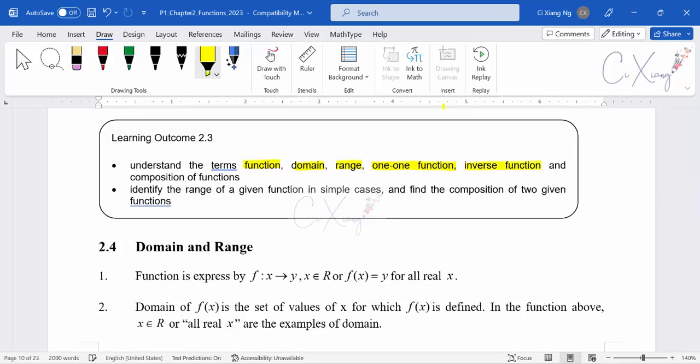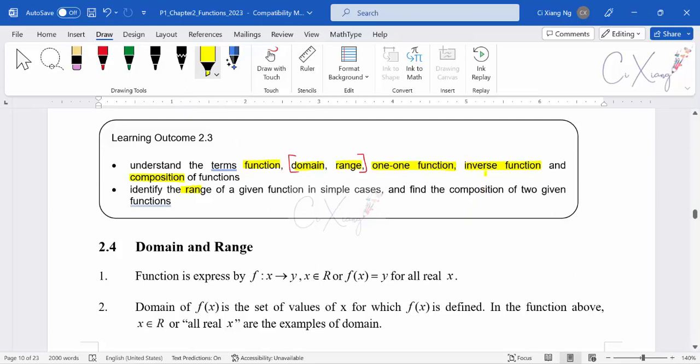The inverse function we'll cover later as well, and also the composite function. So for this video, we mainly focus on domain and range. After that, we need to identify the range of a given function in simple cases and also find the composite of two given functions. The composite function and the inverse function will be covered maybe in the next few videos.